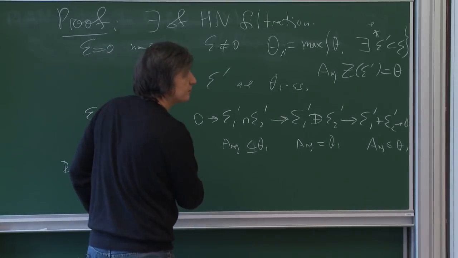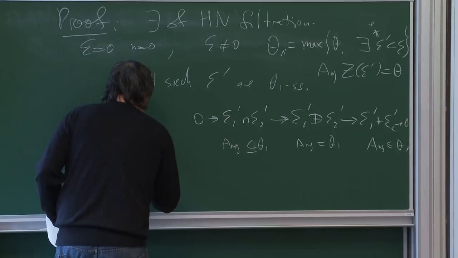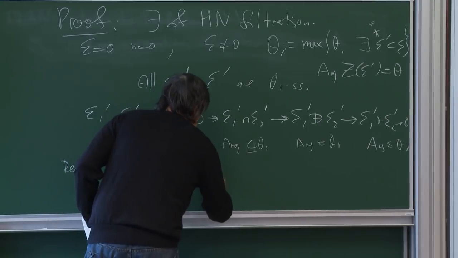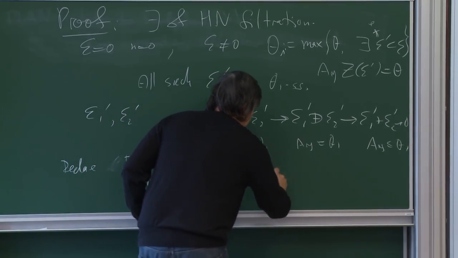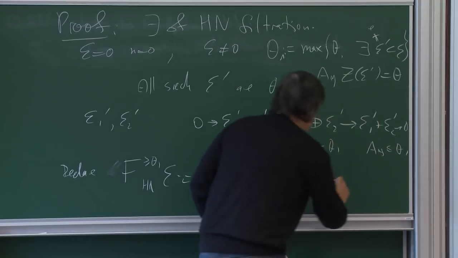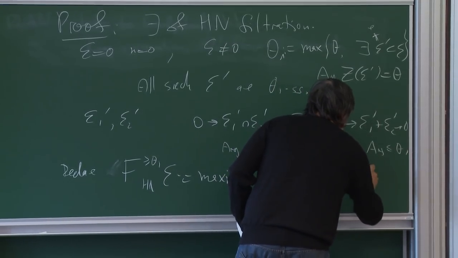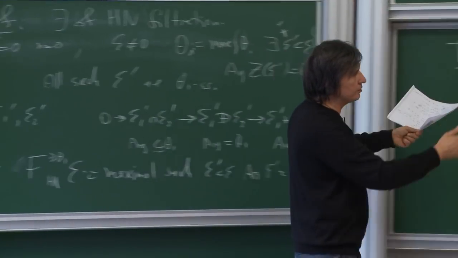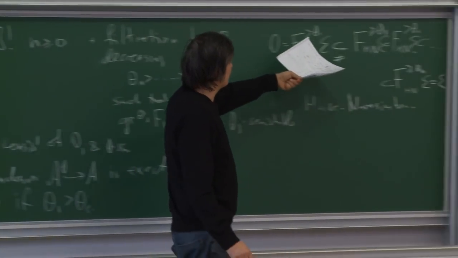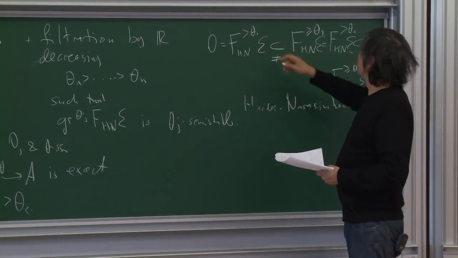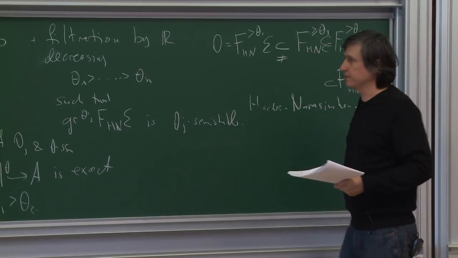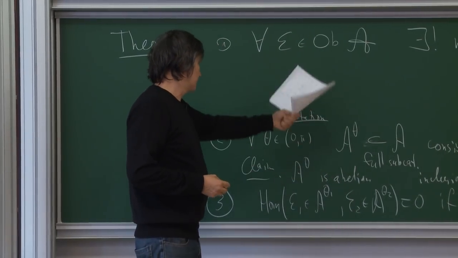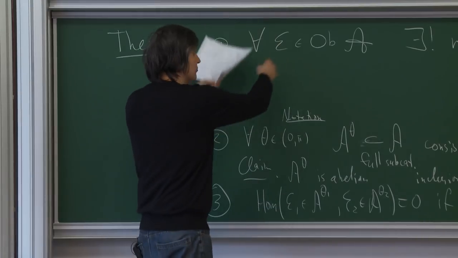So now we can declare the first term of the filtration, HN of E, to be the maximal such E prime with argument of E prime equal to sigma 1. Then you construct the first term, take the quotient, and in the quotient you obviously get some larger number, and then you proceed step by step. So you prove the existence. In a similar way, you prove the second statement, the third statement, and from this you can deduce uniqueness.